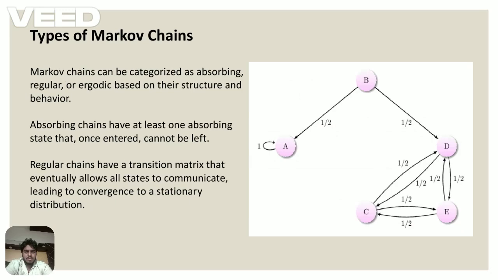Types of Markov chains. Markov chains can be categorized as absorbing, regular, or ergodic based on their structure and behavior. Absorbing chains have at least one absorbing state that, once entered, cannot be left. Regular chains have a transition matrix that eventually allows all states to communicate, leading to convergence to a stationary distribution.